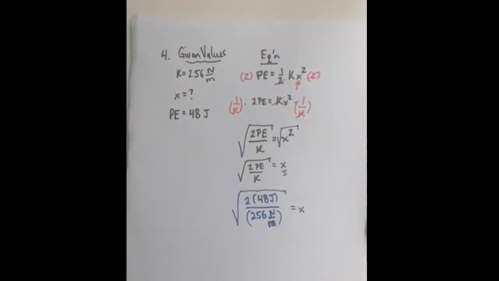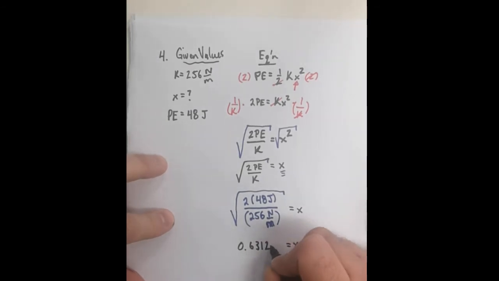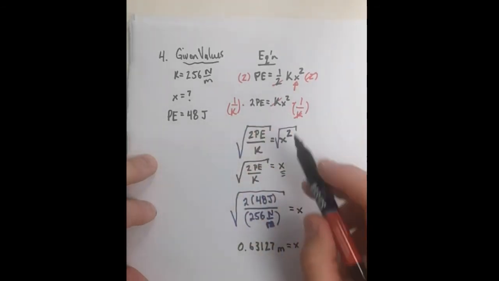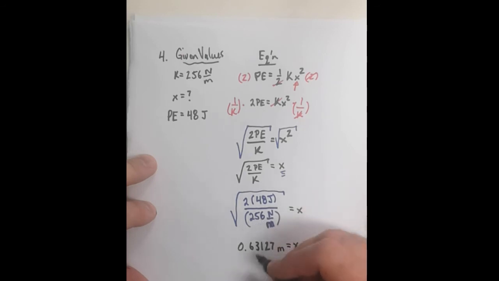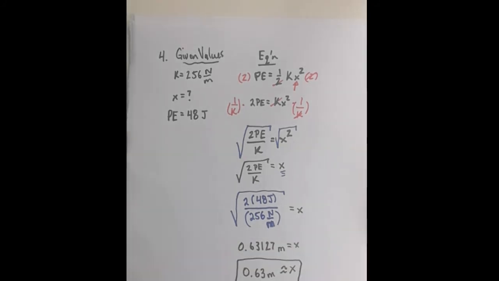0.61237. Now, we had 2 sig figs and 3 sig figs. We need to round this answer to 2 sig figs. There, we've got our displacement.